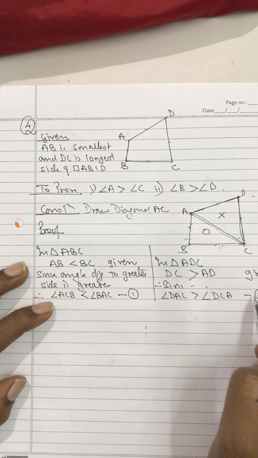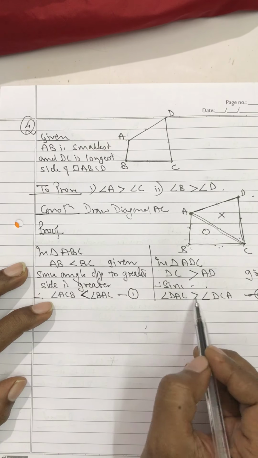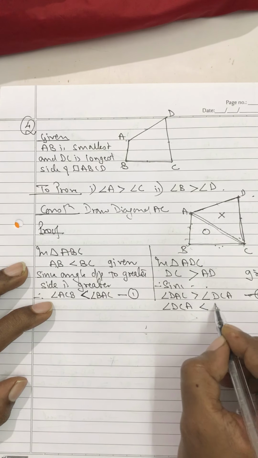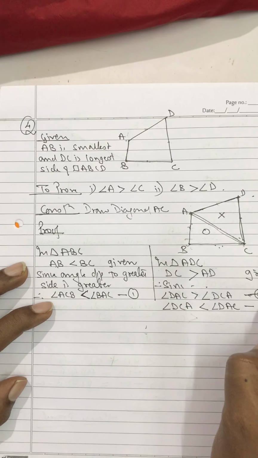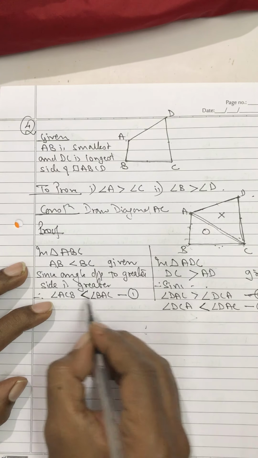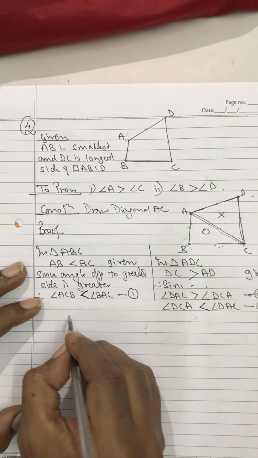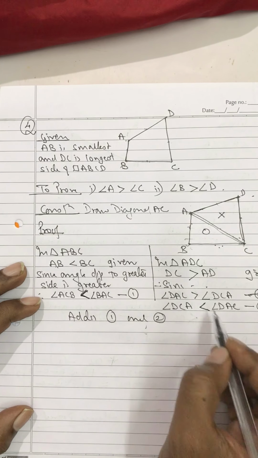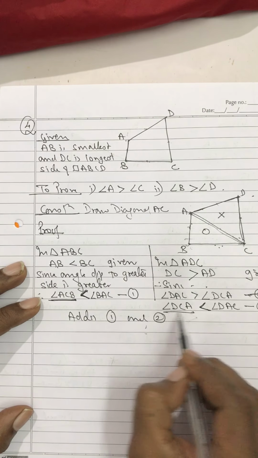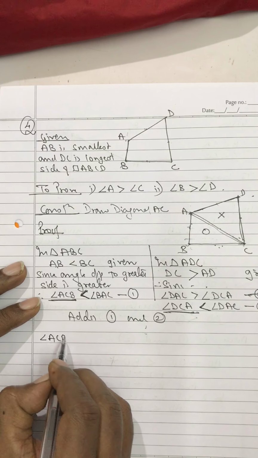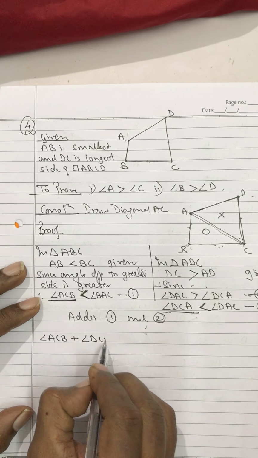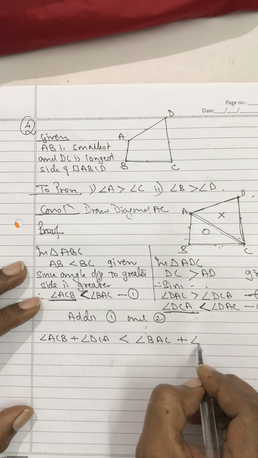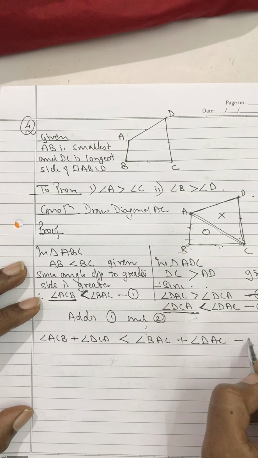Now see, this variation is there, so I will lift it over here, angle shifted over here. Angle DCA is smaller than angle DAC. We should have same sign. Now adding 1 and 2, because now they are same signs. Left hand side plus left hand side will give me angle ACB plus angle DCA will be still smaller than angle right hand side BAC plus angle DAC. This is going to be my 3.